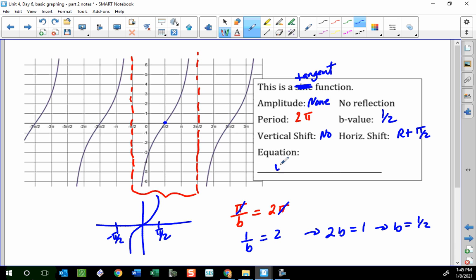Right, and there's our equation. The amplitude did not change, so I just have tangent. There's no reflection. My b value is 1/2, so I'm going to put a 1/2 in parentheses. I'm going to do my horizontal shift, x minus pi over 2. If you graph that, you get this picture. And that is it.